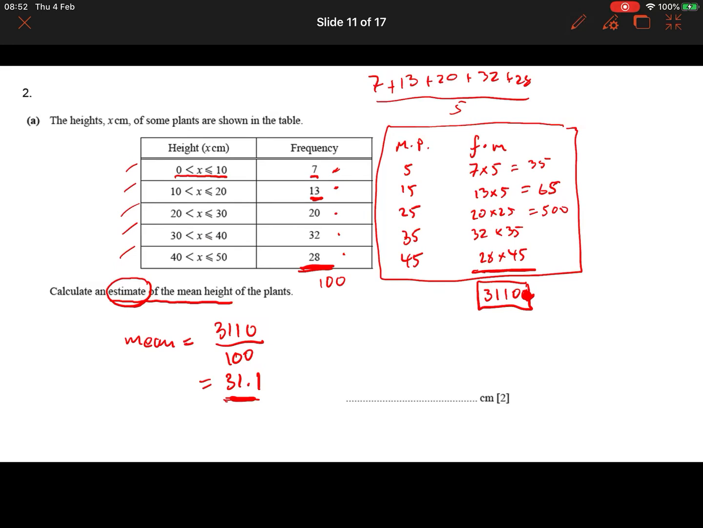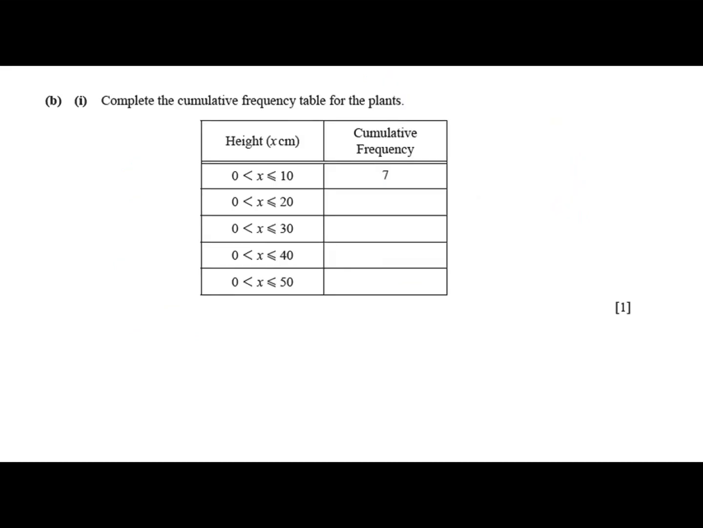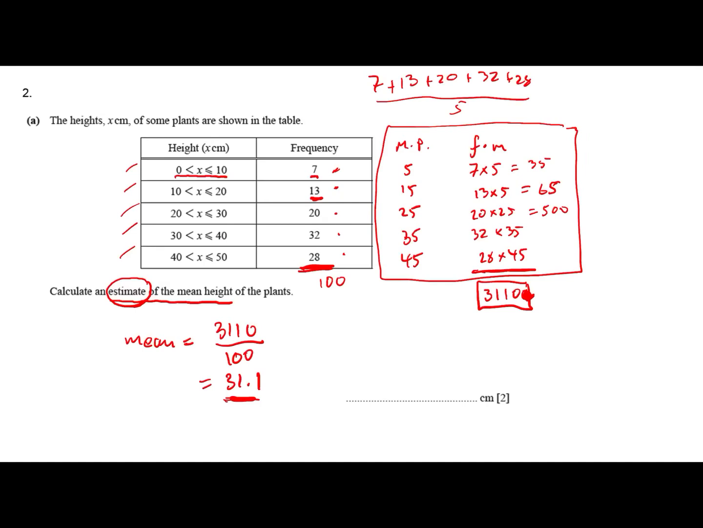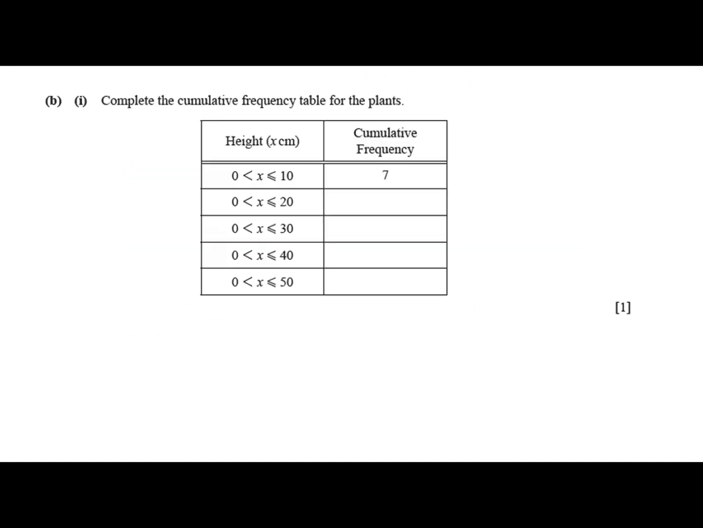Okay, so the next part of the question then asks you to find out the cumulative frequency. And all that is just adding up as you go along. So there were 7 plants between 0 and 10.